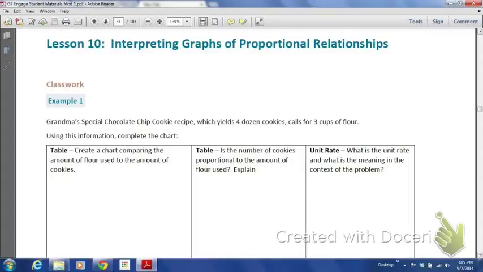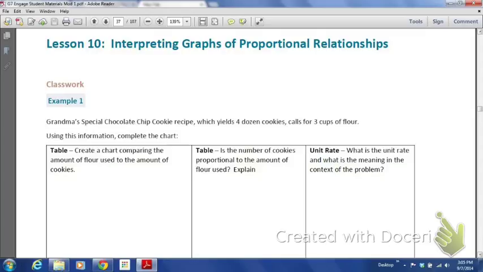Welcome to Lesson 10. This will be our last lesson in this constant of proportionality Unit B. And what will follow will be a mid-module assessment. It's going to assess some of the skills that you've learned in lessons 1 through 10. And that will be your Friday assignment: to take that mid-module assessment and submit that to me so I can take a look at it.